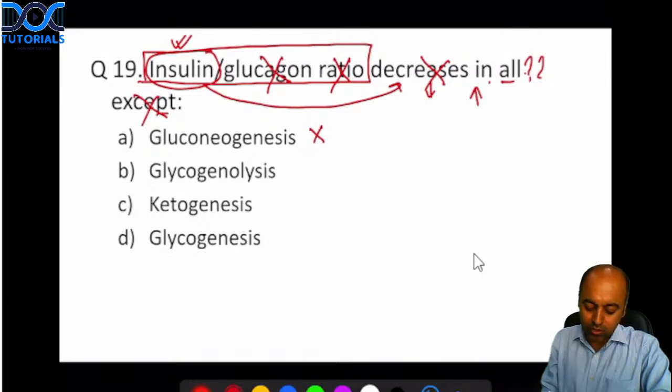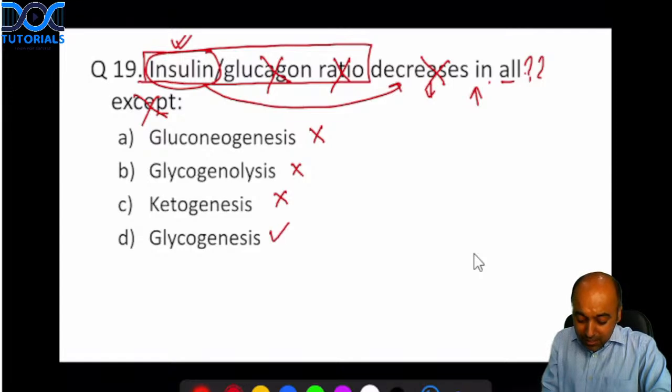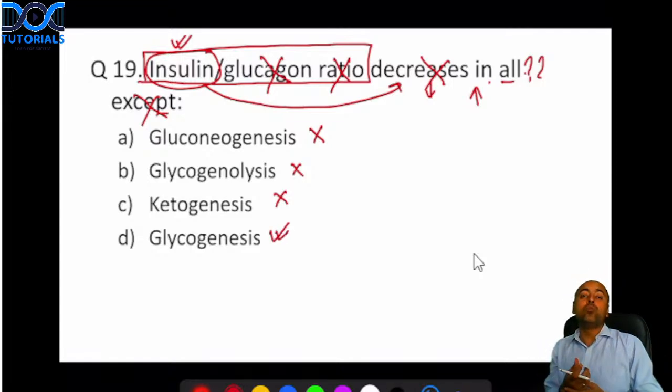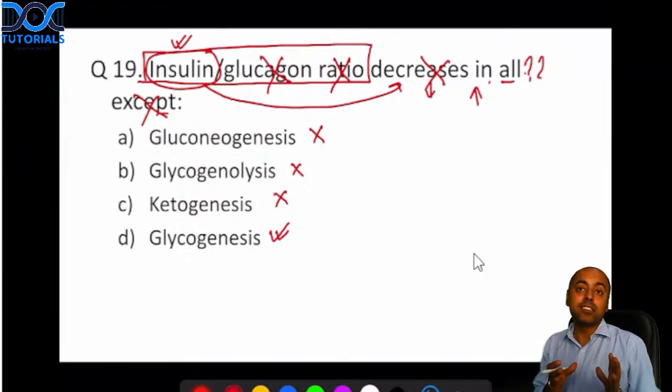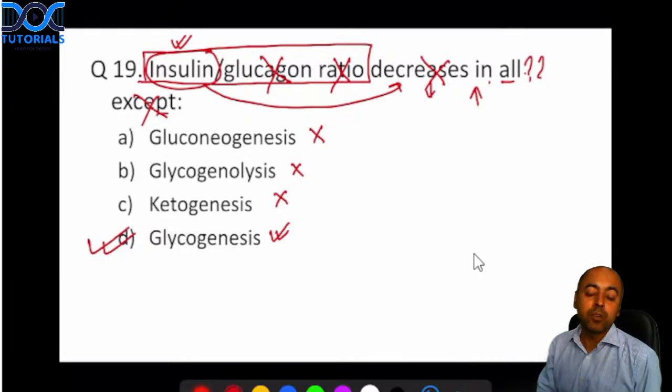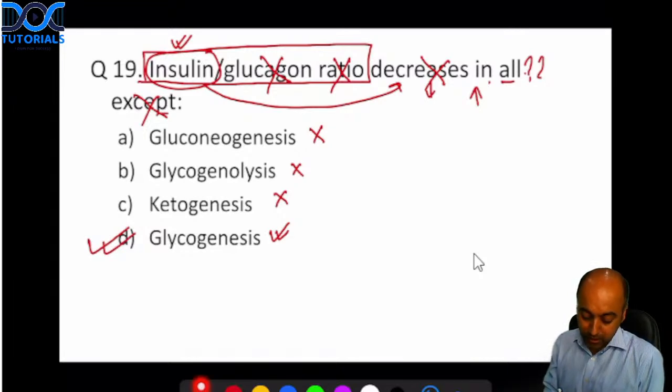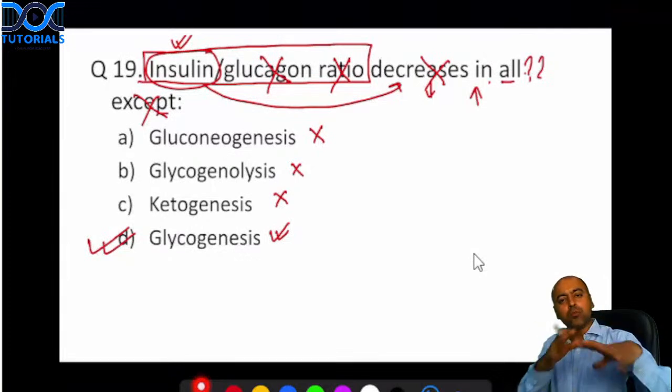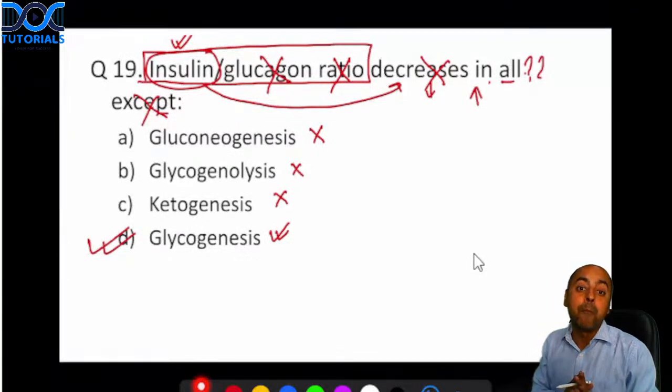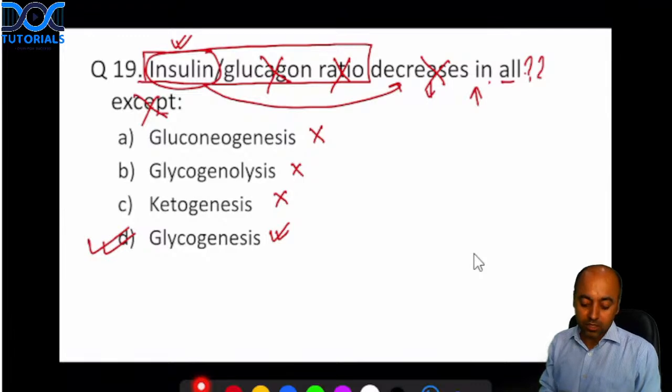Gluconeogenesis, no, it is making glucose. Glycogenolysis, it is again making glucose. Ketogenesis, it is making the fuel. Glycogen synthesis, this is using up the glucose. So when insulin is there, the glycogen synthesis will take place. So what you have to keep in mind: first, when you get the insulin glucagon ratio, you remove the glucagon ratio, you just read it as insulin. And whenever you have decrease and all except, two negatives are there, you remove the negatives so that the question becomes more simple. In this case the answer is glycogenesis.